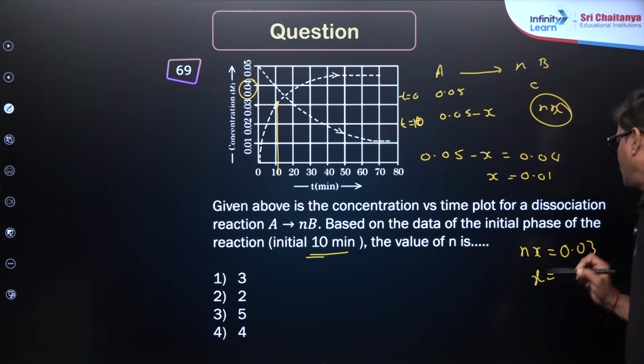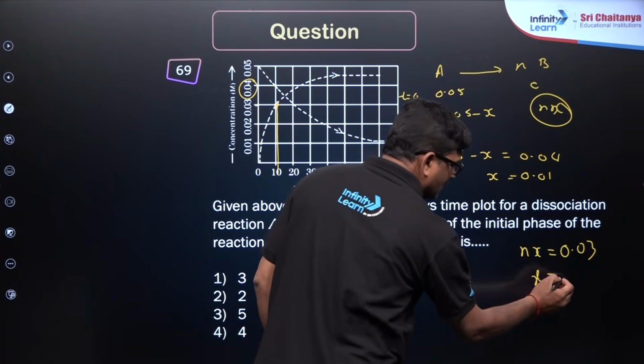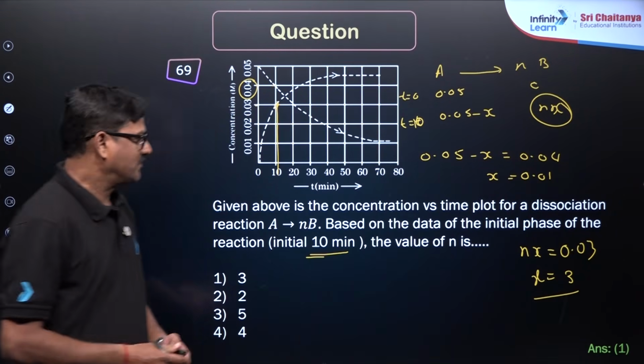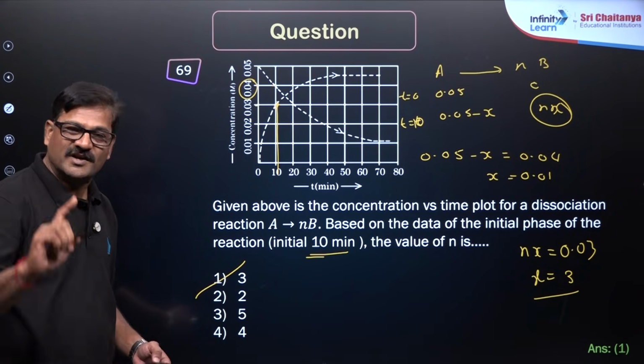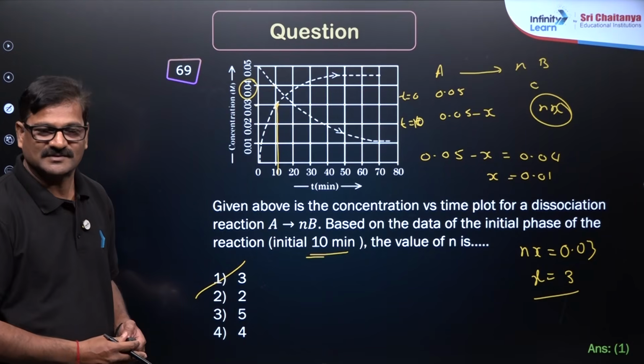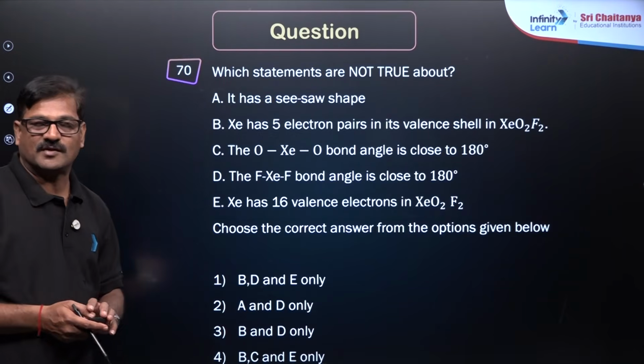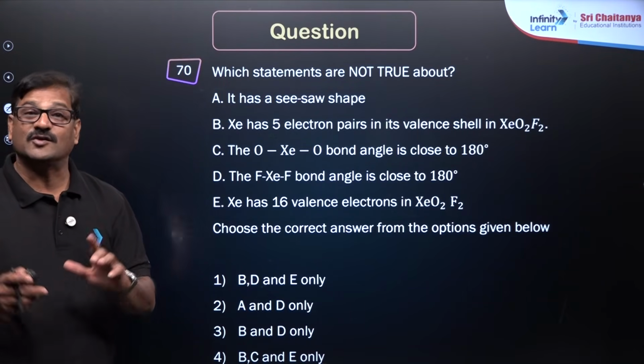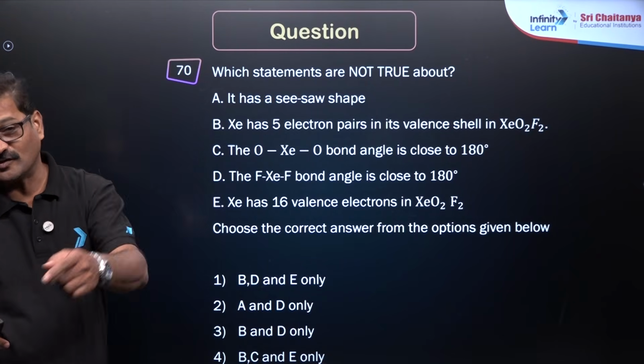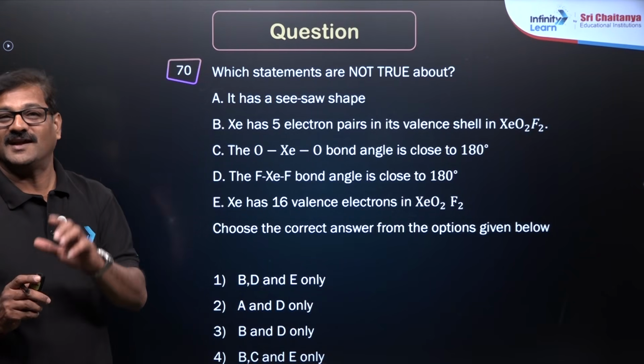So on solving x, I am going to get 3. The answer for this is going to be option 1, the correct answer for this question. Children, this question is based on VSEPR theory and group 18 elements, xenon compounds, P block elements, grade 12.